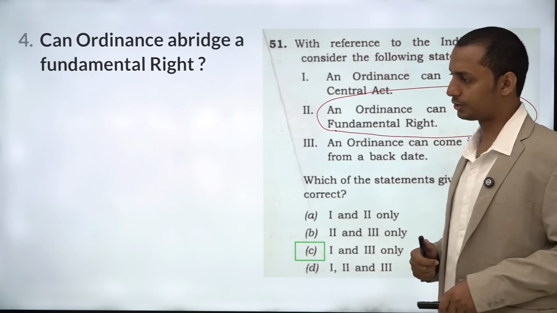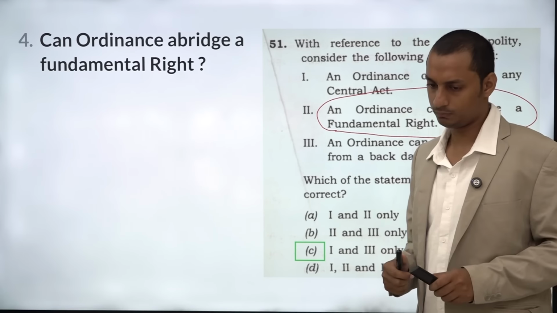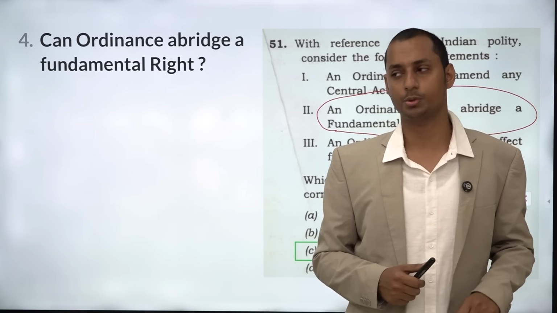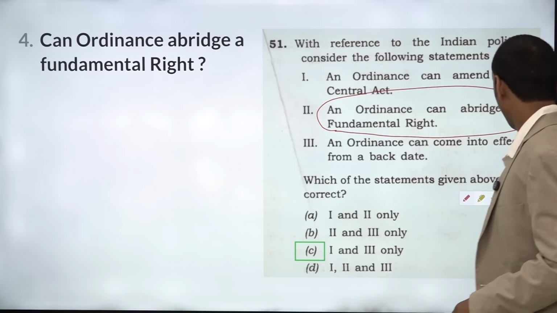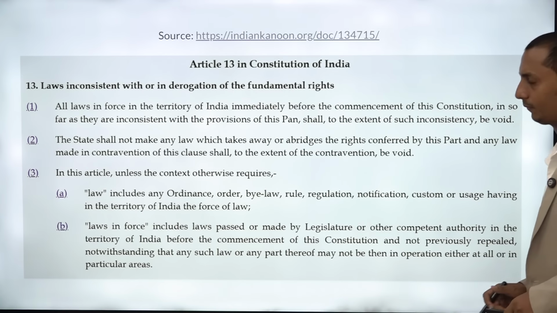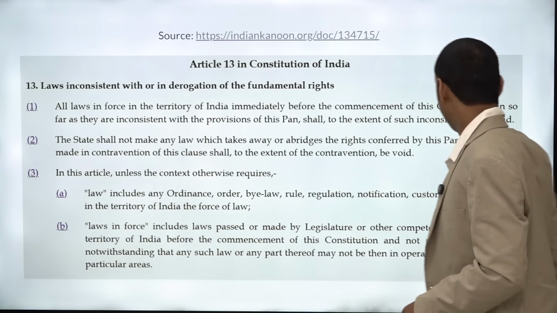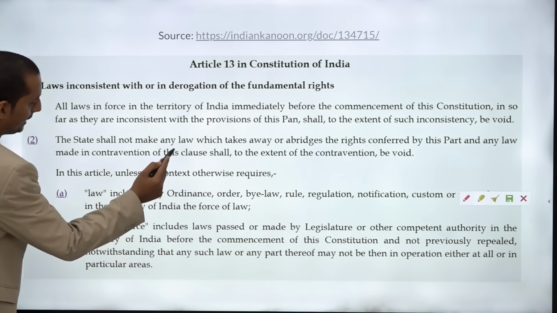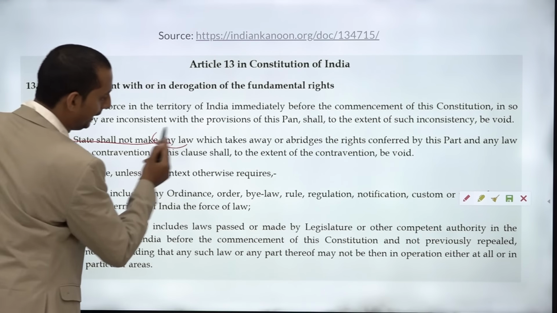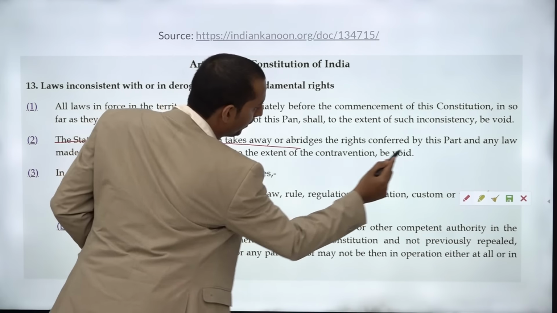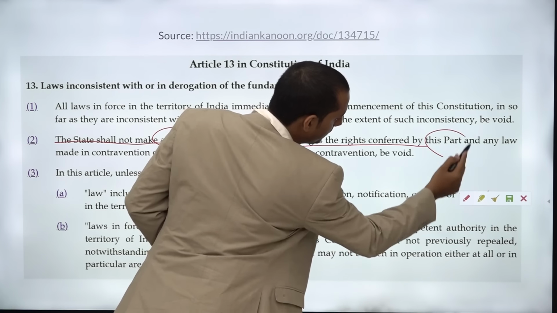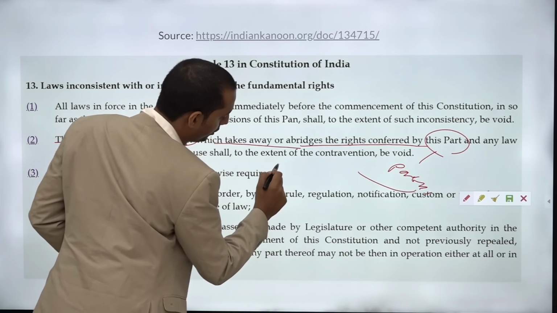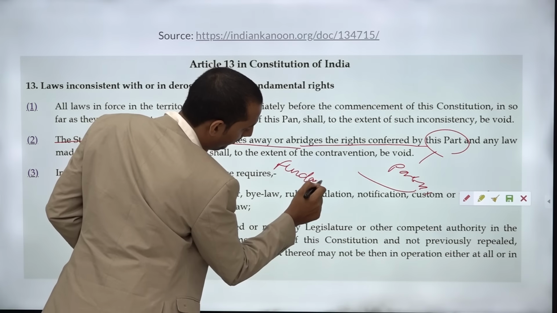That's true. But let me tell you, if we take it in the literal sense, what is written in the Constitution? Now, if you look at Article 13, what does Article 13 say? The state shall not make any law which takes away or abridges the rights conferred by this part. And what does this part mean? This refers to Part 3. And what does Part 3 refer to? Part 3 basically refers to the fundamental rights, right?